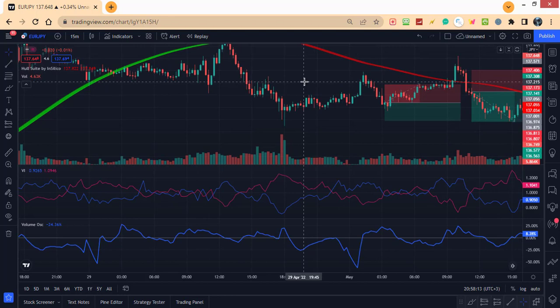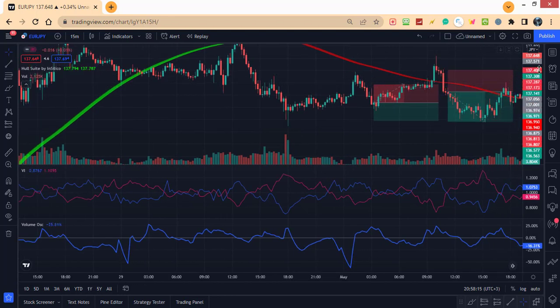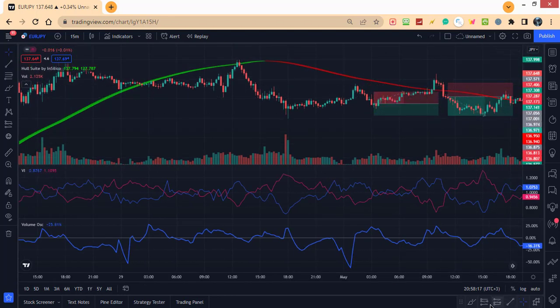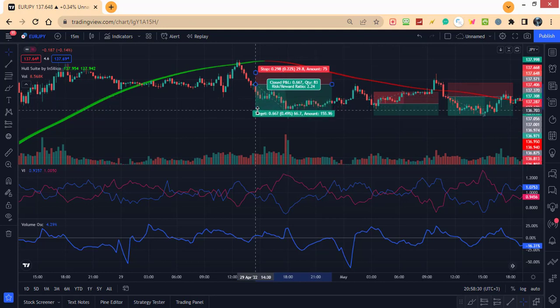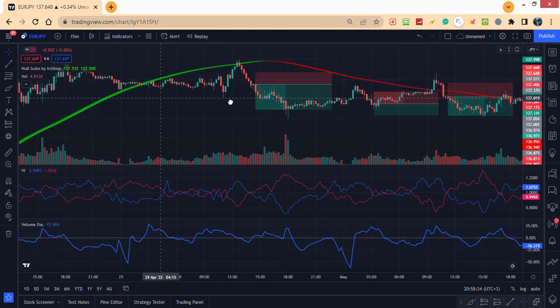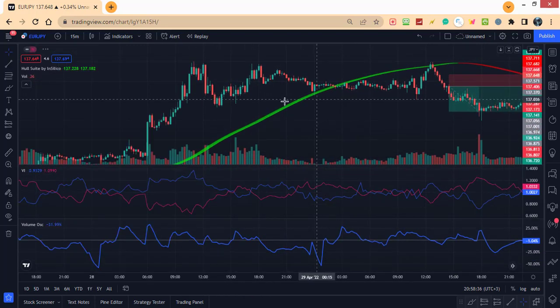Yeah, so here you can see we also have another losing trade. So that's a part of trading. So let's see another win before we jump into our conclusion. So here you can see our candles are below Hull Suite, and there is also a new crossover, and you can see we have a good winning trade.